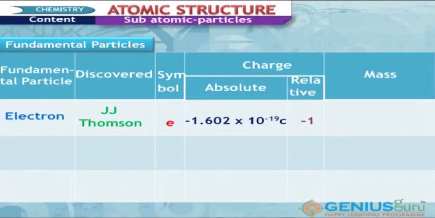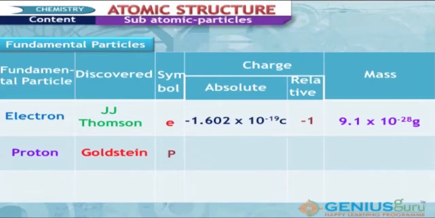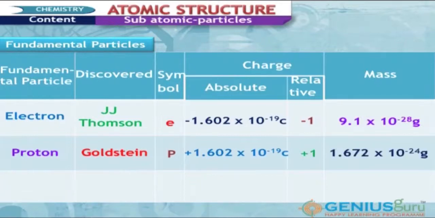The mass of the electron is 9.1 into 10 power minus 28 grams. Coming to another fundamental particle, the proton. This was discovered by Goldstein, and the symbol is P. The charge is just opposite to the charge of the electron. So therefore, plus 1.602 into 10 power minus 19 coulombs, a relative charge of plus 1, and mass 1.672 into 10 power minus 24 grams.